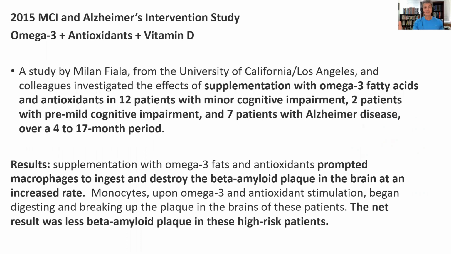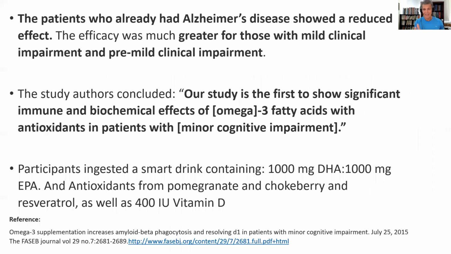Then you have these intervention studies. Here's one in 2015 showing that omega-3 fat supplementation in people with early stage Alzheimer's and people with mild cognitive impairment, particularly in people with mild cognitive impairment, it reversed it. But even in Alzheimer's patients, it tended to get the macrophages to go and start gobbling up the beta amyloid plaque, reducing the beta amyloid plaque, even in the Alzheimer's patients' brains. No drugs can do that yet. So this is really eye-opening stuff.